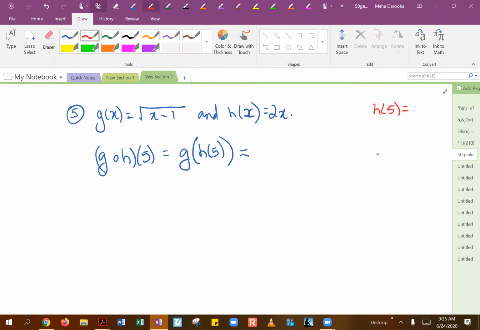Alrighty, Grace, you've got 10, Quentin 10. Yeah, very good. Because you're basically doing 2 times 5, which will give you the answer 10. So remember, this 10 is now going to become the input for your g function. So now we go to the g function, and of course we calculate what g of 10 is going to give us. So what will that come out to be?